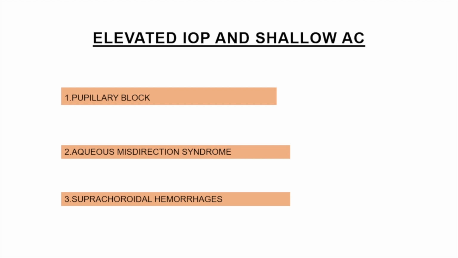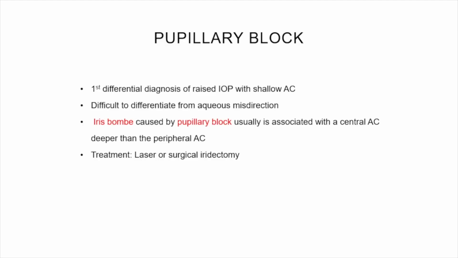Now, the causes for elevated IOP with a shallow AC in the early post-operative period can be a pupillary block, aqueous misdirection syndrome, or a suprachoroidal hemorrhage. The pupillary block is the first differential diagnosis of a raised IOP with a shallow AC. It is difficult to differentiate it from the aqueous misdirection, but iris bombe, which is caused by the pupillary block, usually is associated with a central deep AC and a shallow peripheral AC.